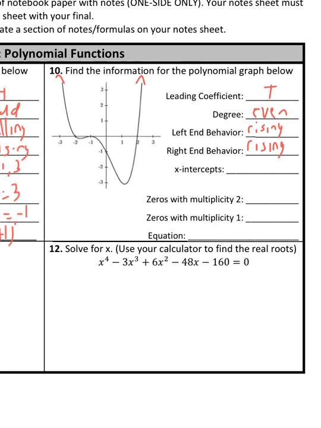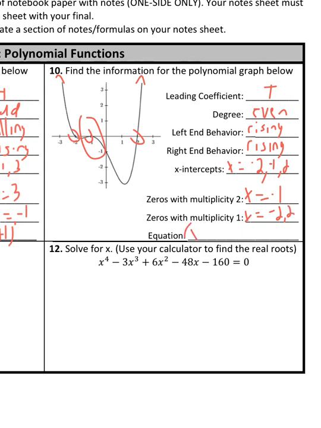X-intercepts, so we have a few here for this one. So we have crossing at -2, -1, and +2. Remember, multiplicity of 2 is whenever it bounces off. So that one does, and that's at -1. The other ones cross through, so it's at -2 and 2.